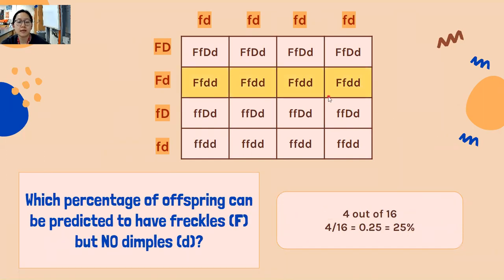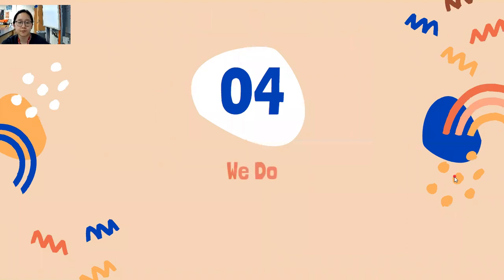So out of the ones that we're looking at, we have 4 out of 16 that are actually going to be like this. So you should have marked these 4. Capital F's present in all of these, good. But they also have to have lowercase d's, no capital D's. And so this row is the only row that has that. So the percentage is going to be 4 out of 16, or 0.25 times 100%, which would be 25% chance. So every time this couple has a kid, they have a 25% chance of having the kid that has freckles, but does not have dimples at the same time.